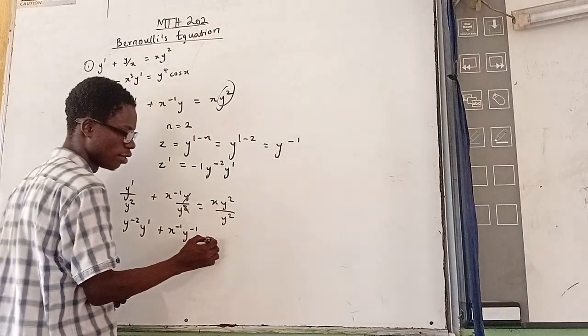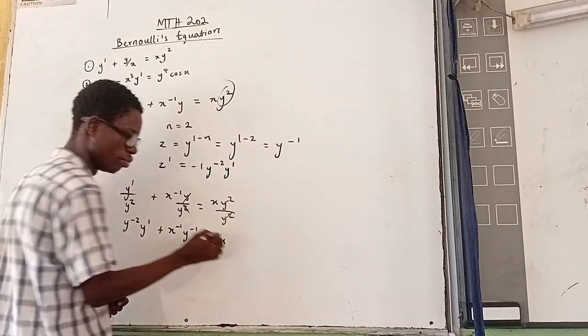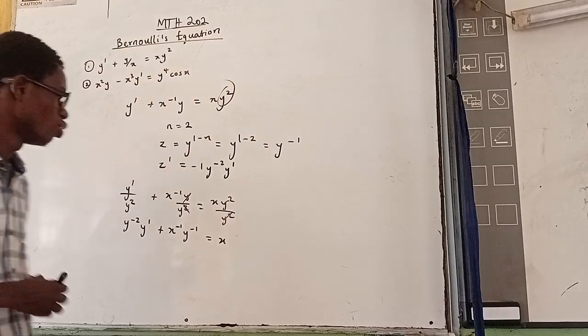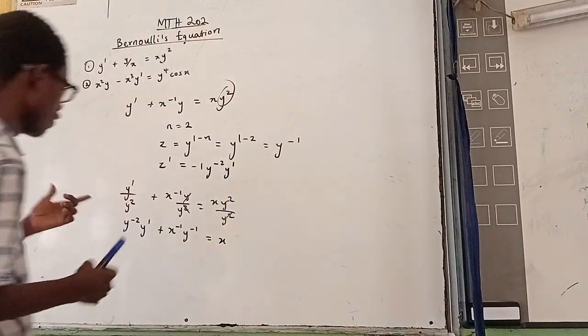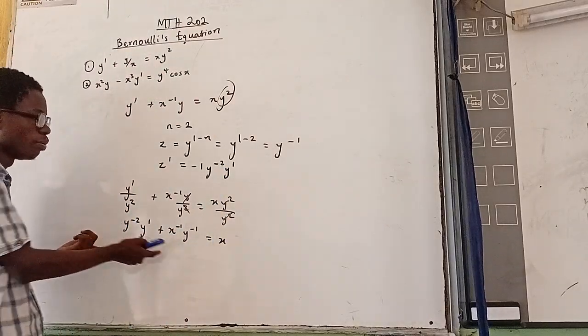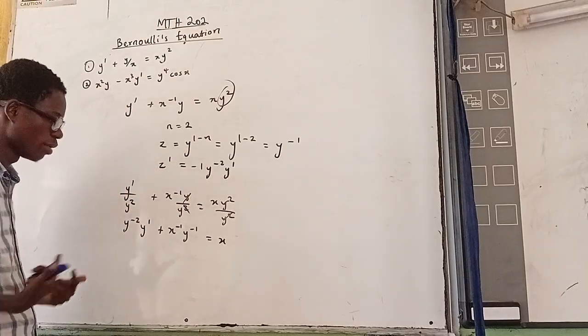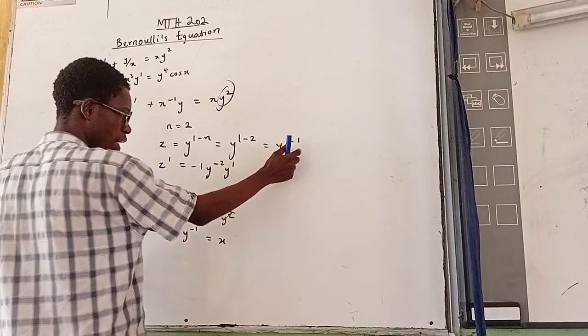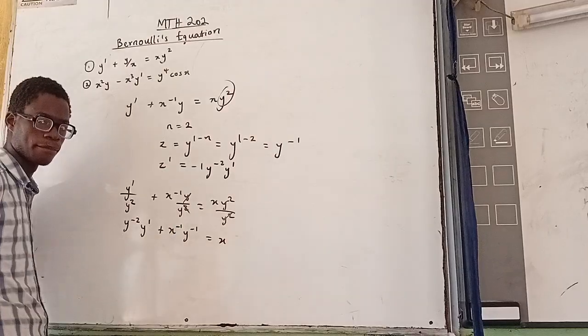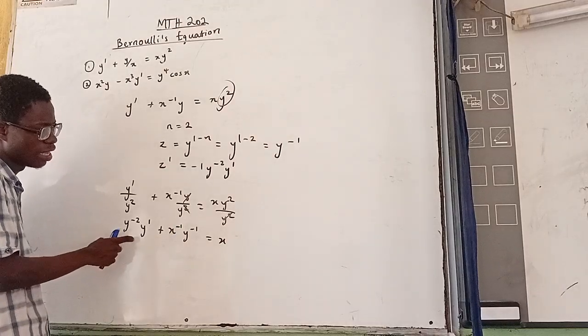Am I correct here? These will cancel out each other and becomes equals to x. So what next are we going to do? After we get to this, you are going to compare this to your z and your z prime. You can see z equals y minus 1. z is already here. But look at this z prime.